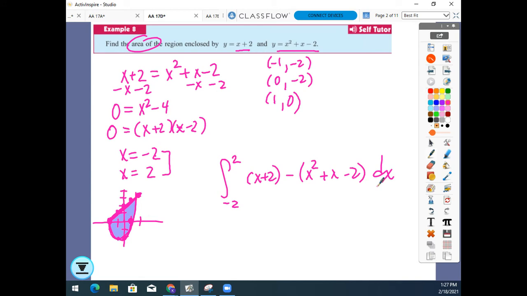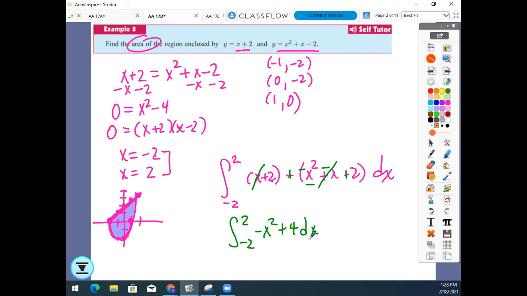Then we want to simplify this as much as possible. So I'm going to distribute my negative and combine all my like terms. So this is my only -x squared. The x's cancel, and 2 plus 2 is 4.